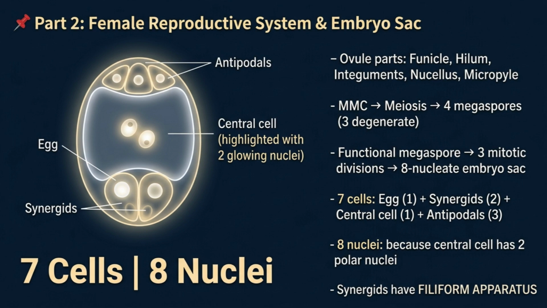Now visualize the structure. At the micropylar end, 1 egg cell and 2 synergids. The synergids have special projections called the filiform apparatus. They guide the pollen tube toward the egg. In the center is 1 large central cell with 2 polar nuclei. At the chalazal end, 3 antipodal cells. Count with me. 1 plus 2 plus 1 plus 3 equals 7 cells. But the central cell has 2 nuclei, so 8 nuclei total. 7 cells, 8 nuclei. Say it until it's muscle memory.